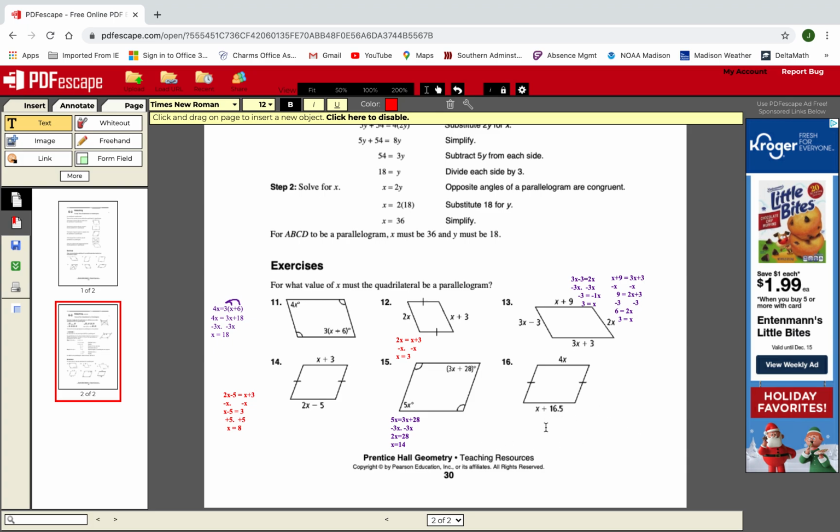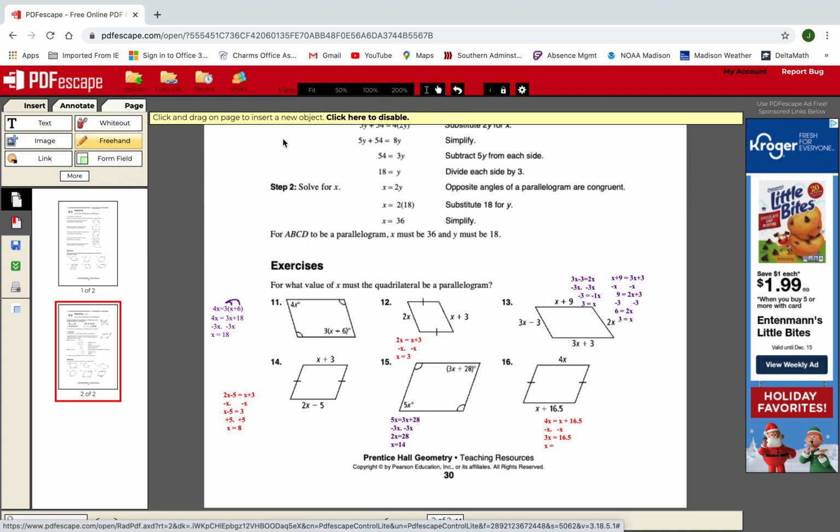So one more problem here. I've got a decimal. Good times. 4x equals x plus 16.5. Okay, so my first step here then is going to be to subtract x from both sides. And that leaves me with 3x equals 16.5. And then I'm just dividing both sides by 3. So I am actually going to show this because this is a lost art and I don't want to miss out on this opportunity. Dividing both sides by 3.